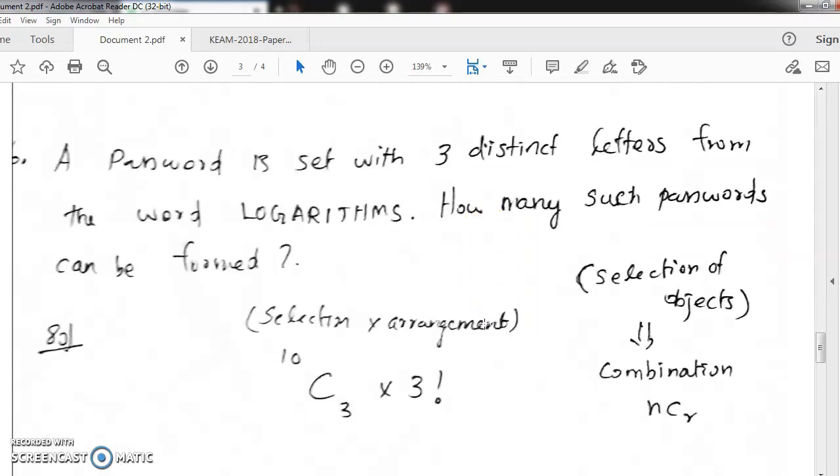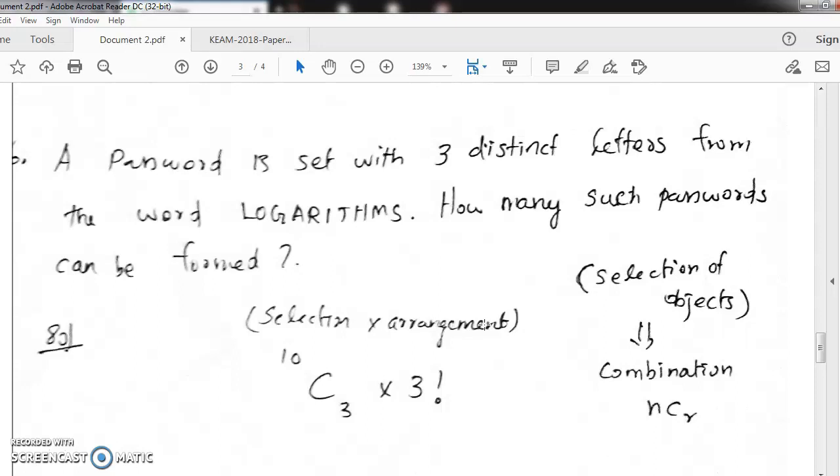Another simple problem as far as probability is concerned: a password is set with 3 distinct letters from the word logarithm. How many such passwords can be formed? Okay, this problem is all about selection of objects. Once we are talking about selection of objects, it will be a combination, right?